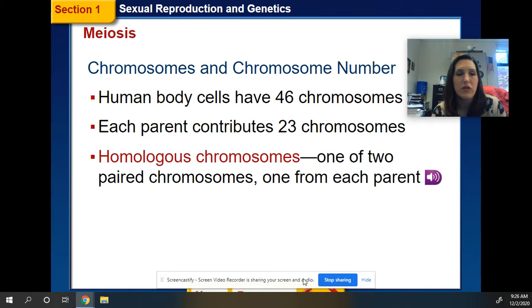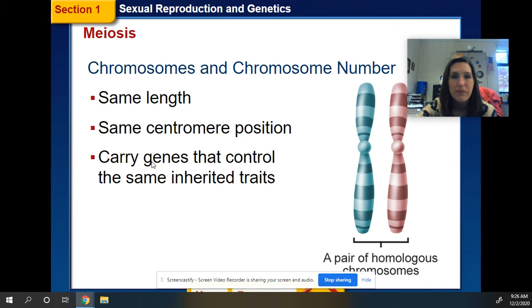All right, so the human body has 46 chromosomes, and you get 23 from each of your parents. We call these homologous chromosomes. You might want to underline homo, homo in Latin, that means same. So these are the same chromosomes, one from each pair of your parents.